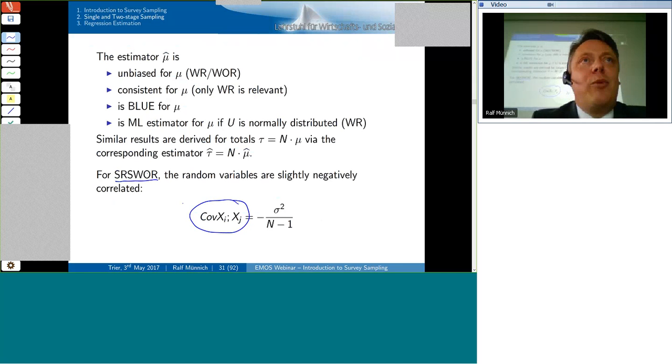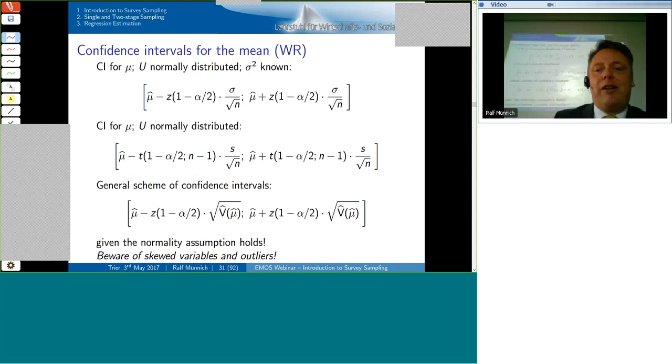And this comes because you have a negative covariance between the different draws. And why is that? Well, if you draw a relatively high value, then certainly this high value cannot be drawn again. So it's likely that you get lower values. That's why you have somehow a negative correlation. And of course, that's an advantage because then we would expect to have a lower variance going to the model without replacement.